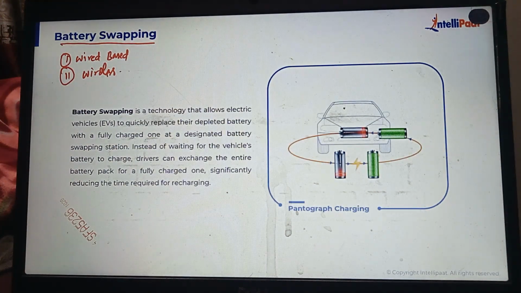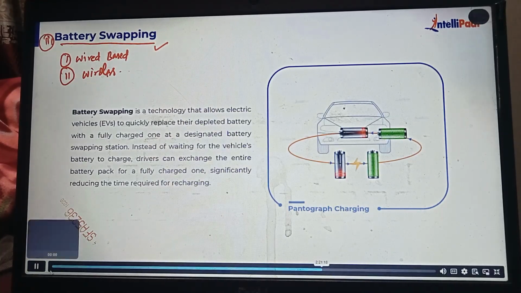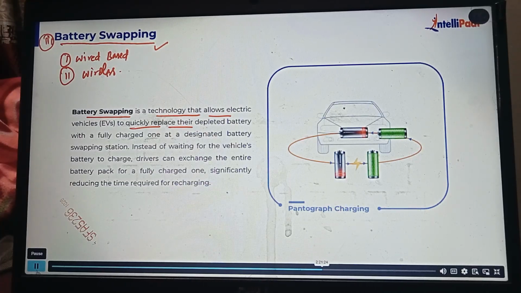Wired, wireless, and then the third one, which we are going for, battery swapping. Why is battery swapping not so popular? Let's see what battery swapping is first. Battery swapping is a technology that allows electric vehicles to quickly replace their depleted battery with a fully charged one at a designated place or designated battery swapping station.